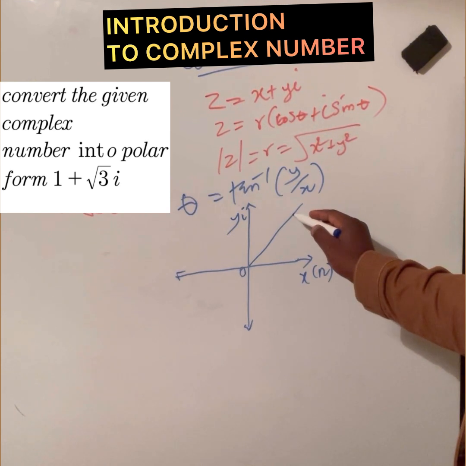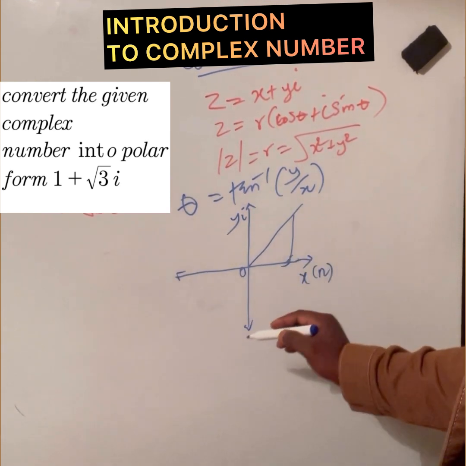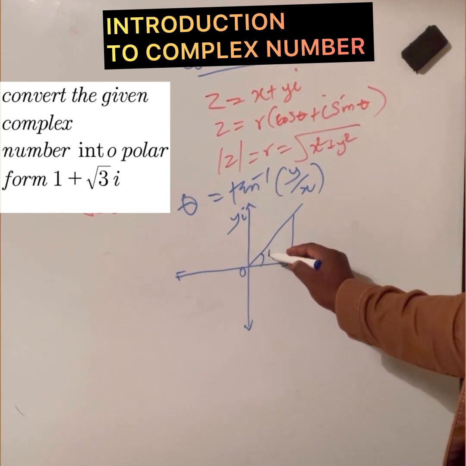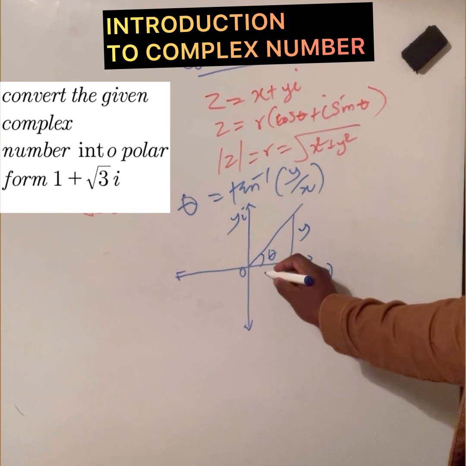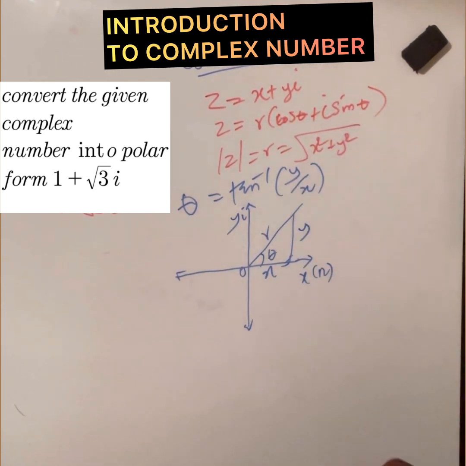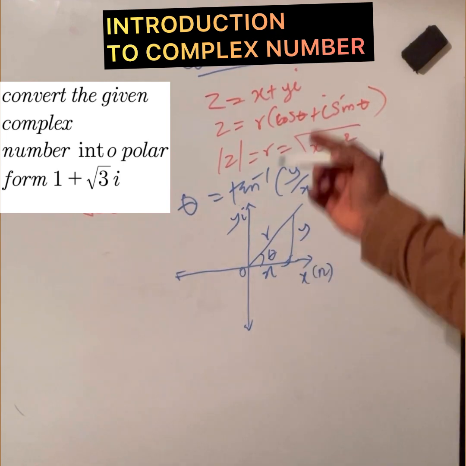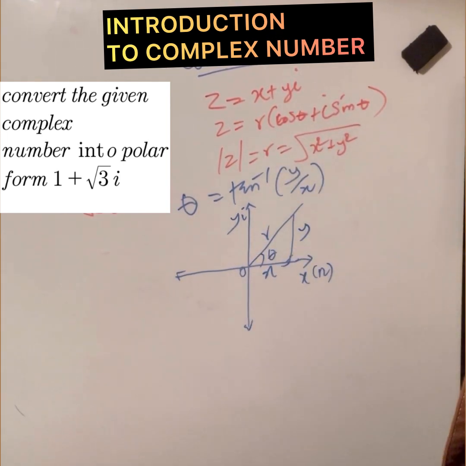Now, when you form a triangle here to find the slope, it forms a right angle triangle. This is theta, the angle it makes with the horizontal. This is y, this is x, and this is what we call the modulus, or the absolute value, of the complex number. From these, three formulas are derived.